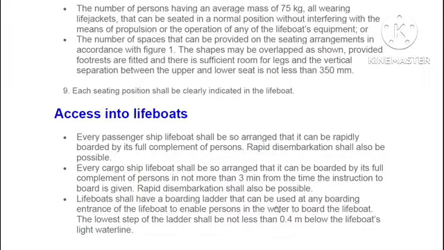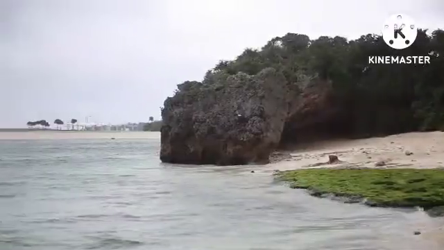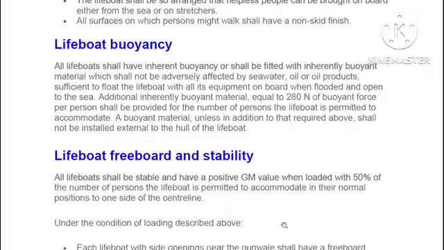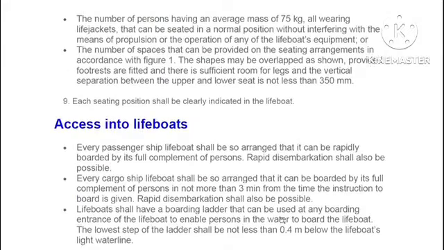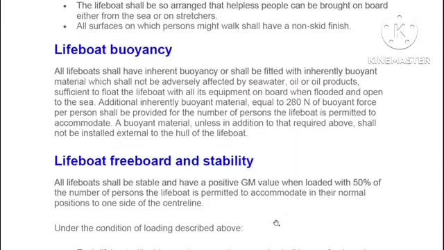So these things you will not find everywhere. In 3 minutes for a cargo ship it has to be boarded. The lifeboat shall have a boarding ladder that can be used at any boarding entrance of the lifeboat to enable persons in water to board the lifeboat. The lowest step of the ladder shall be not less than 0.4 meter below the lifeboat's waterline. So wherever the lifeboat waterline is, this should not be less than 0.4 meter. Okay, now access to the lifeboat is done.